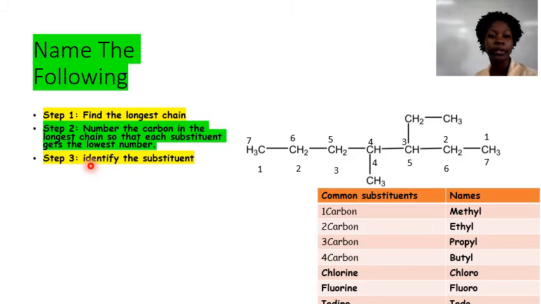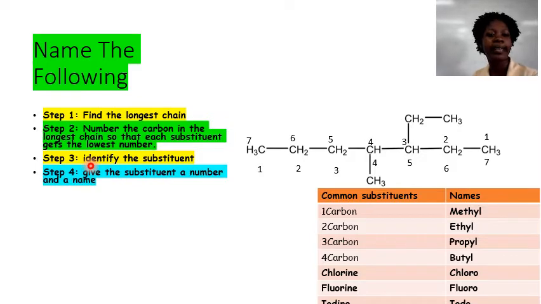Okay, so identify your substituent. We've already identified it, right? And then you're going to give the substituent a number and a name. We've already given it a number also. Now we just need to give it a name. Okay, so one carbon atom here, one carbon atom as a substituent. We know from the previous video that CH3 would have been called a methyl group. And then our two carbon atoms bonded together would have given us the substituent called ethyl.